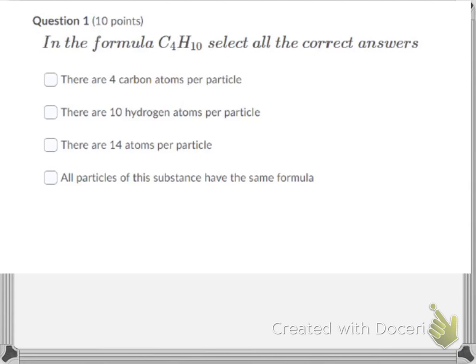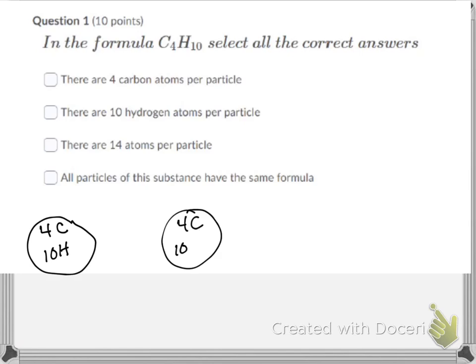All right, so this was on the activity in the Wednesday class, so let's take a look at this. We have a formula for a particle that's C4H10. The question asks you to select all the correct answers. So let's take a look. Each particle has 4 carbons and 10 hydrogens. Another particle, 4 carbons, 10 hydrogens. Another particle, 4 carbons, 10 hydrogens. So we see that the first answer is definitely true.